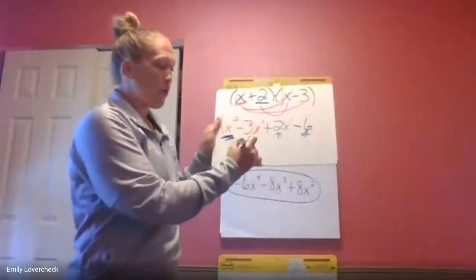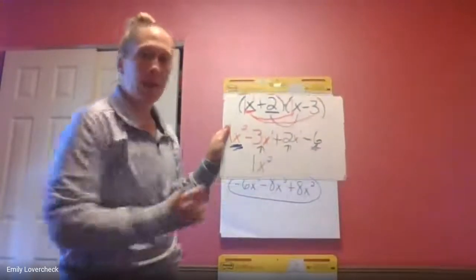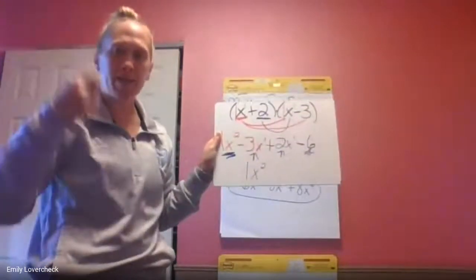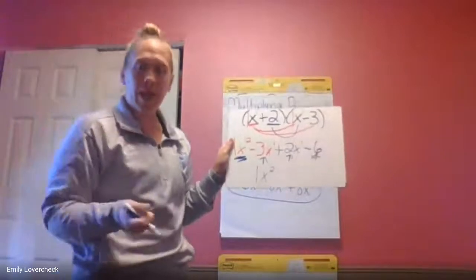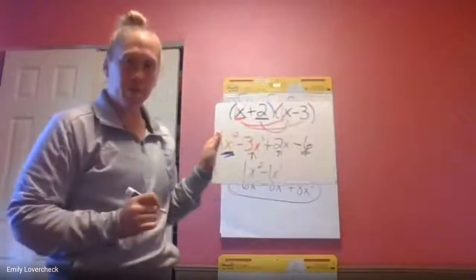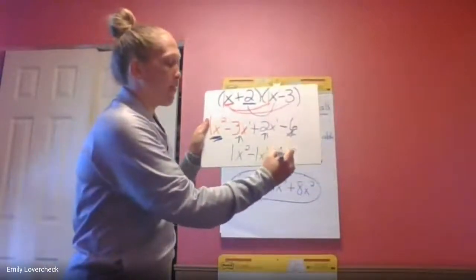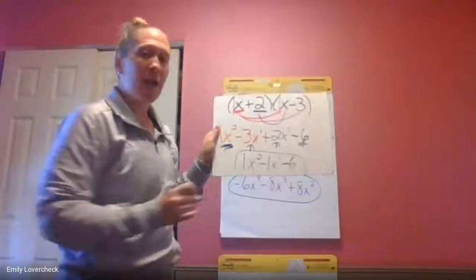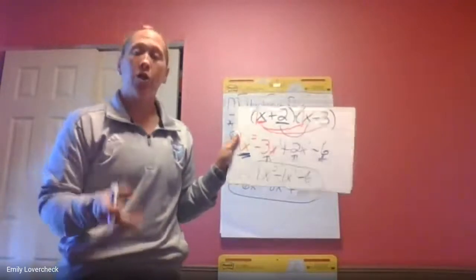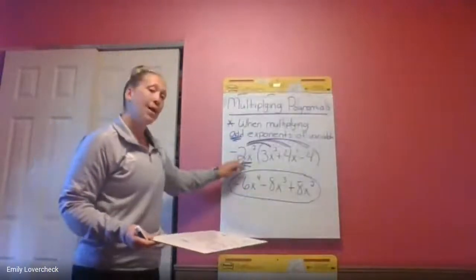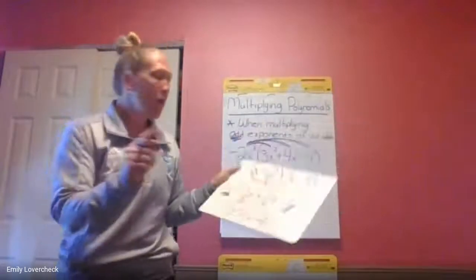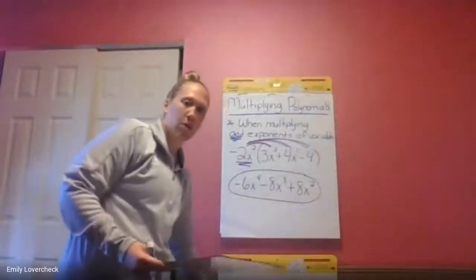So everything that looks alike, I'm going to add together. Nothing goes with this 1x squared, so I'm going to write it down. This negative 3x and that 2x have the same variable with the same exponent, so I can combine them. If I owe you $3 and I give you 2, I still owe you another $1. And then I have this negative 6 here. And that would be my answer: 1x squared minus 1x minus 6. So again, I'm just using the distributive property like I did yesterday, but now I'm going to multiply it to multiple terms, okay?